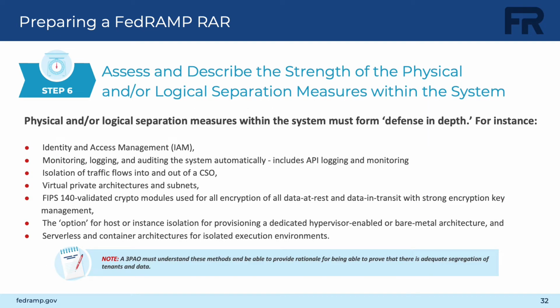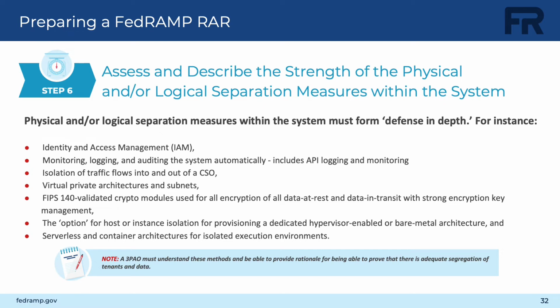The 6th step involves assessment and description of the strength of the physical and/or logical separation measures within the system. As cloud computing evolves, there is no real need for physical separation of customer data and resources. That is, as long as the CSO has built and maintained secure virtualization, has FIPS 140 validated crypto modules in the encryption for all government data flows and stores, and has restricted programmatic policies. It then becomes the agency customer's responsibility to ensure they understand the tools and resources so they can provide control over data flows and stores.